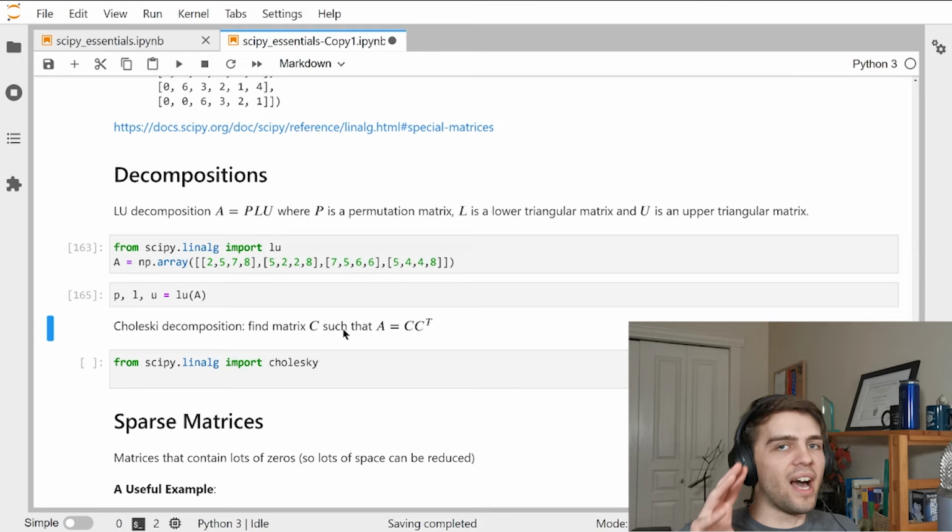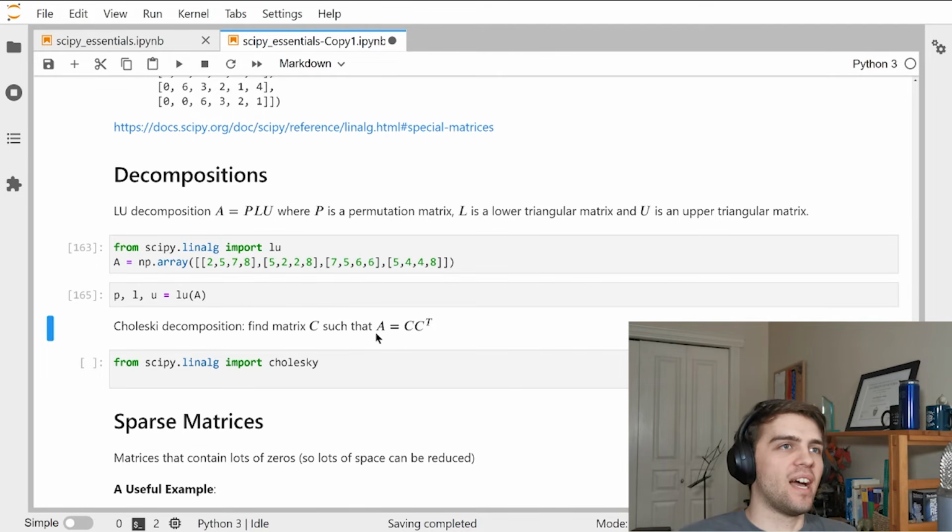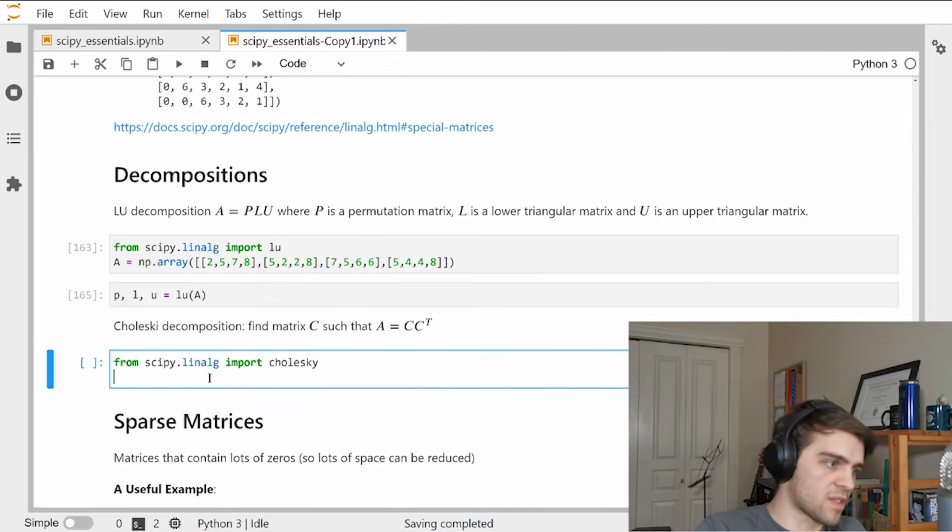Cholesky decomposition, I had to use this recently in my research actually. It's finding a matrix C such that A is C C^T. This had to do with autocorrelation of sequences, but again, it can be used here as well. It's just a matrix problem. It says find a matrix C such that your matrix A that you specify is equal to C times C transpose. So I have to specify A.